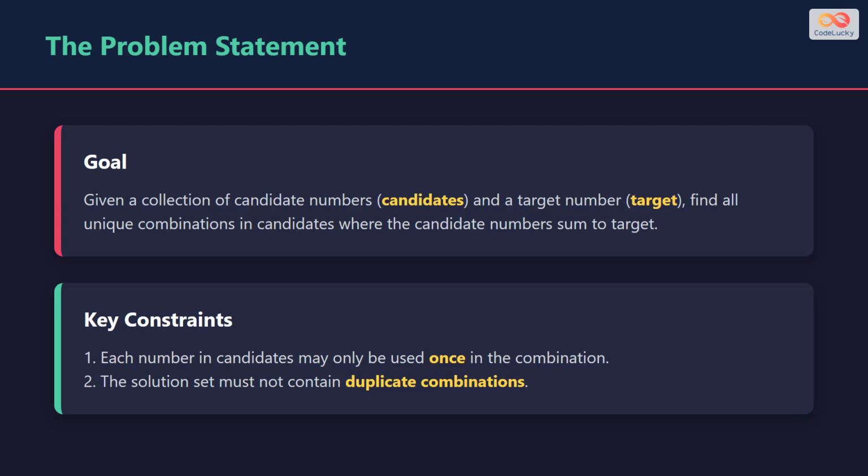Let's define the goal. You are given a collection of candidate numbers and a target number. Your task is to find all unique combinations in the candidates where the numbers sum up to the target. There are two crucial rules here. First, each number in the candidates array may be used only once. Second, the final solution set must not contain duplicate combinations.